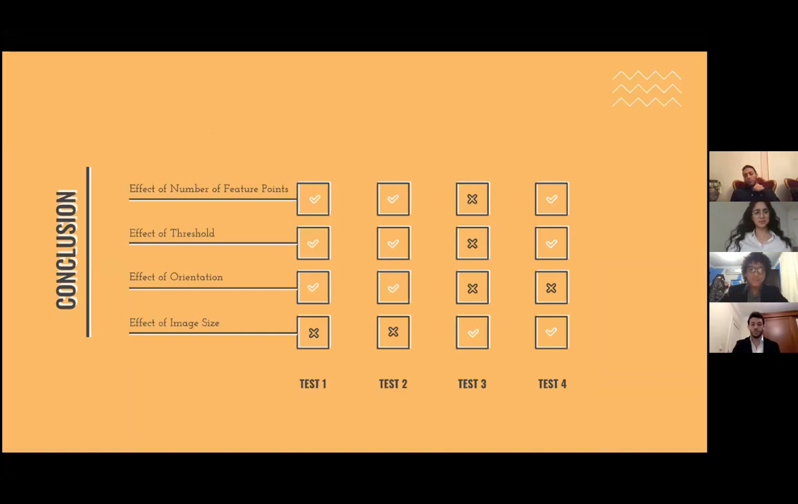So in conclusion, these were our four tests. In our first 2 tests, we studied the effect of the number of feature points, the effect of the threshold, and the effect of orientation on the recognition rates and the recognition process. In test 3, we only studied the effect of the image size, and in test 4, which is the final test that we're showing today, we tested the effect of the image size, the threshold, and the number of points on the recognition rates and on the average execution times.